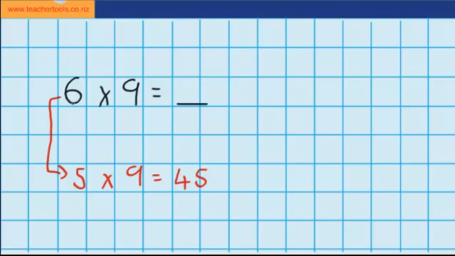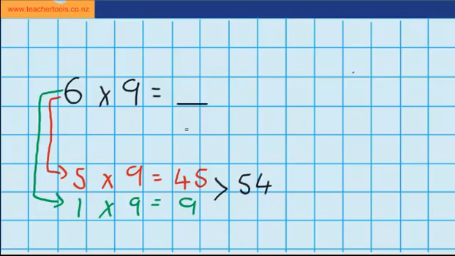Now I had to work out 6 groups, but so far I've only worked out 5 groups, so that means I must need to work out one more group of 9. And one group of 9 is 9. So now all I need to do is add these amounts together. 45 plus 9 is 54, so 6 times 9 equals 54.